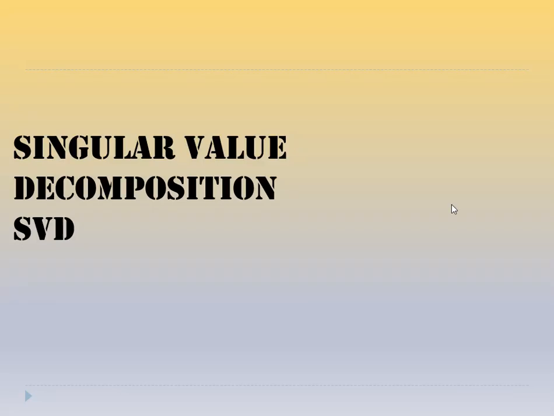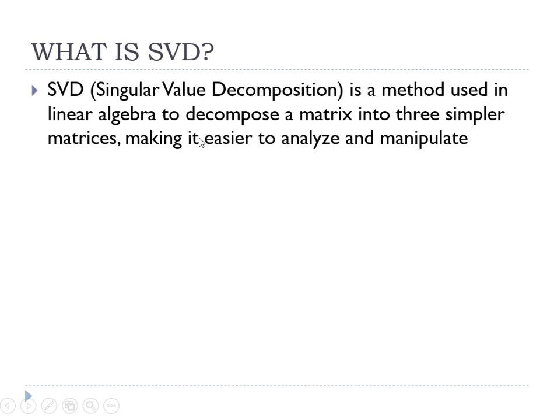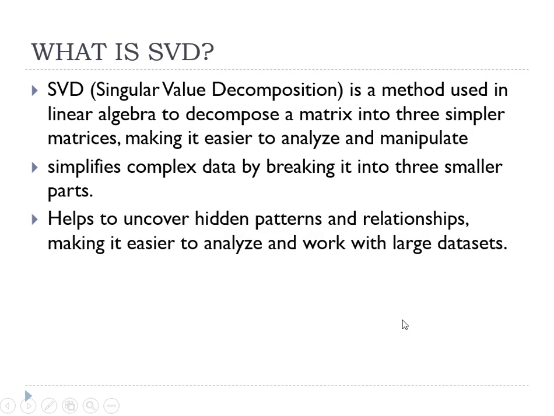In this video we'll discuss singular value decomposition. Singular value decomposition is also called SVD. It's a very popular method used in linear algebra. It is used to decompose a matrix into three simpler matrices, thereby making it easier to analyze and manipulate the data. The main application of SVD is that it helps in simplifying complex data into three smaller parts.